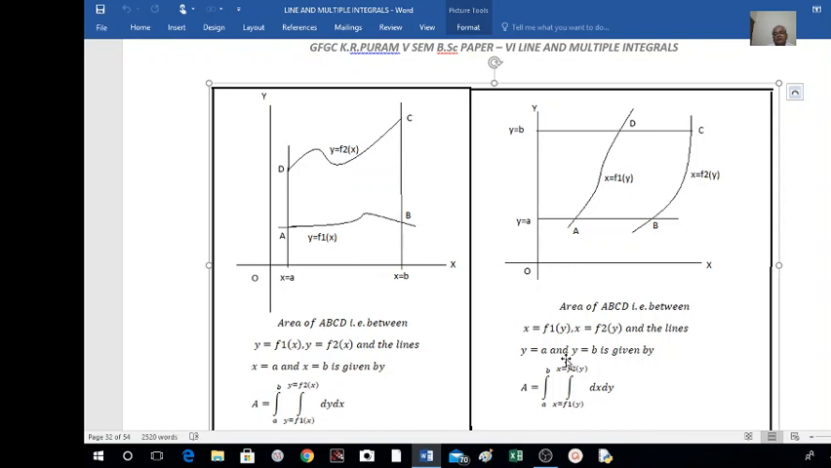Suppose we express x as a function of y, this is our x equal to f1y and this is x equal to f2y. And here we have y equal to a, y equal to b. This is the required area. We have to find out this area. In this case what we do is we write like this. y ranges from a to b, y is constant here, and x ranges from f1y to f2y. Like this we can find out the plane area.